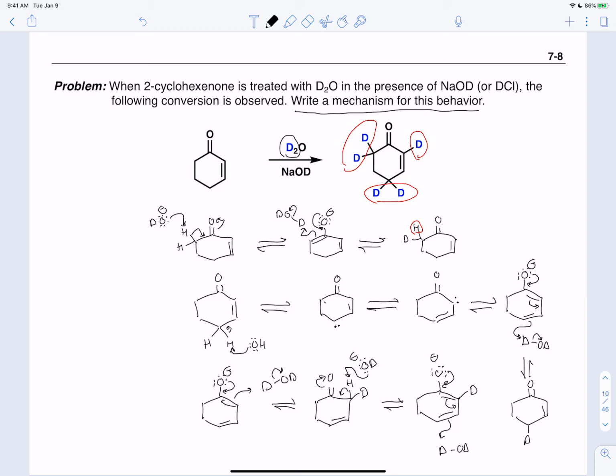Overall, thermodynamically, this double bond will want to be in conjugation with the carbonyl, so we wouldn't likely expect to see much of this type of intermediate as a major product after the reaction. Oops, caught myself writing hydroxide again.